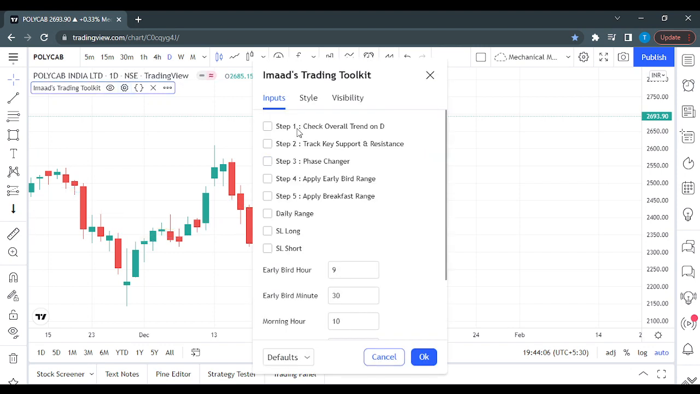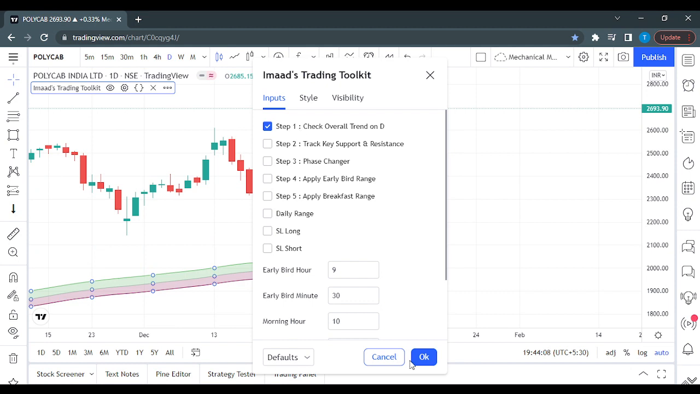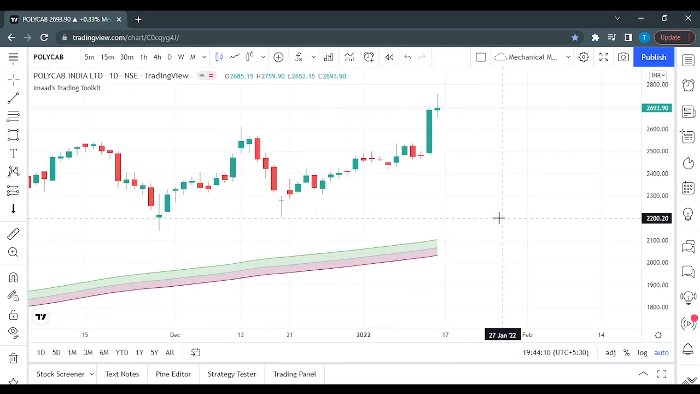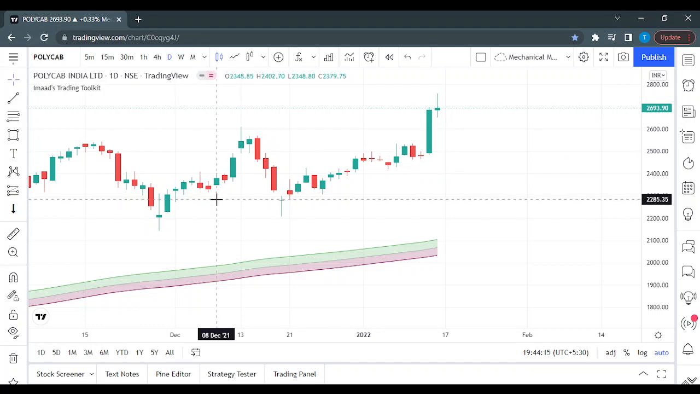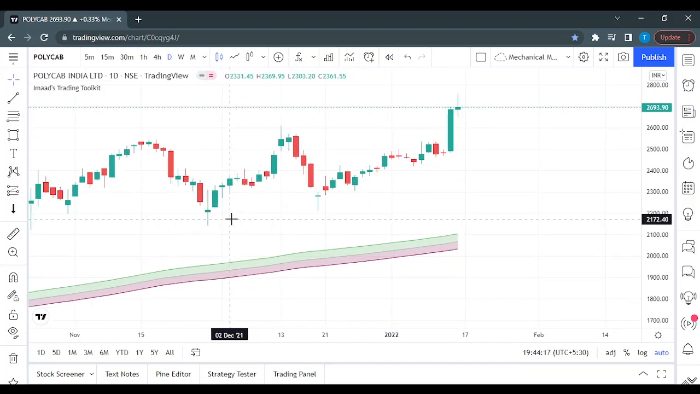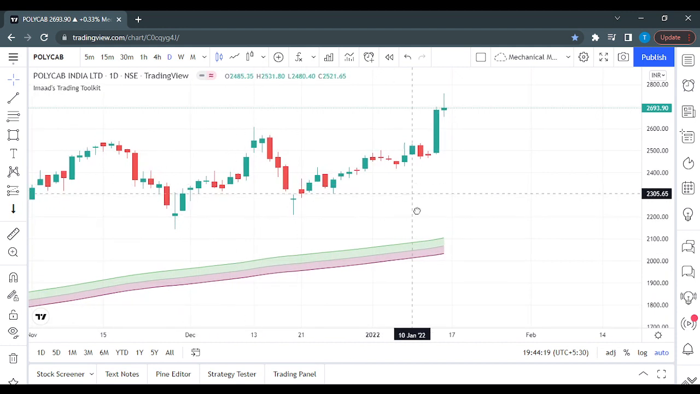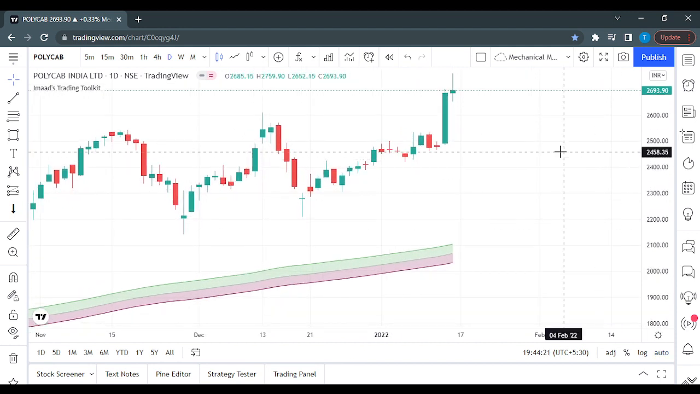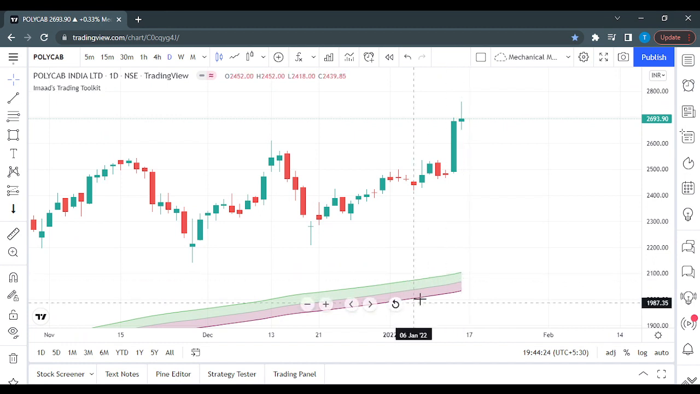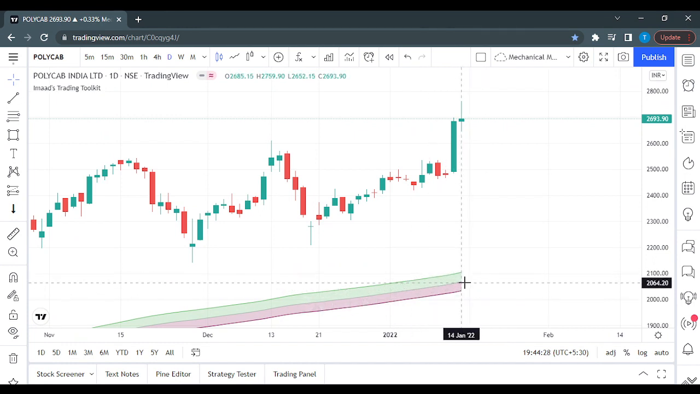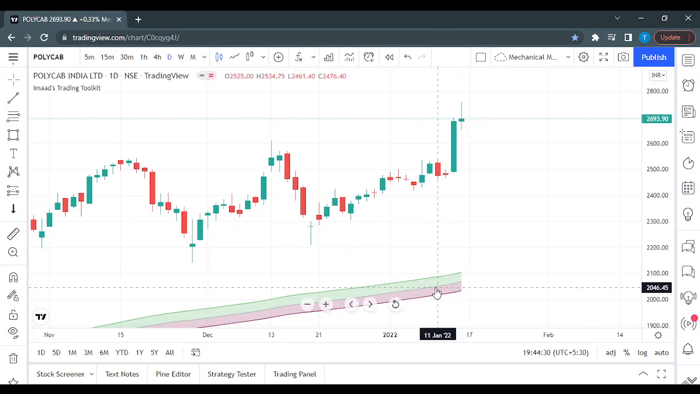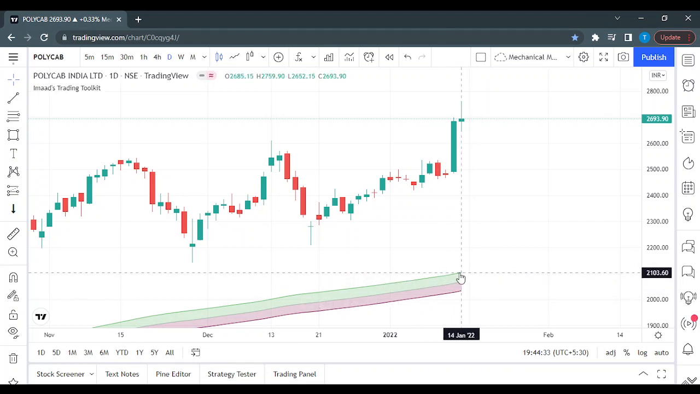I'm going to go to the first step of my analysis, and I want to see if this particular stock, however, on the monthly time frame, we had seen that it is quite bullish, but on the daily time frame, I want to know if this stock is above the 200 EMA band. Now, what is this 200 EMA band that I've plotted for myself? It is the 200 EMA close, the center line, the 200 EMA high, the green line, the top line, and the 200 EMA low, the bottom line.